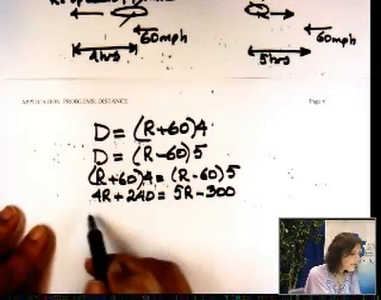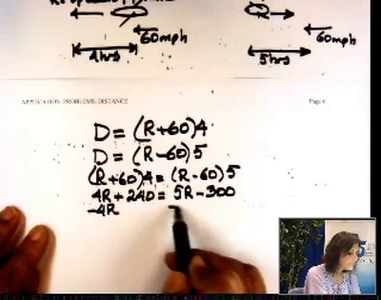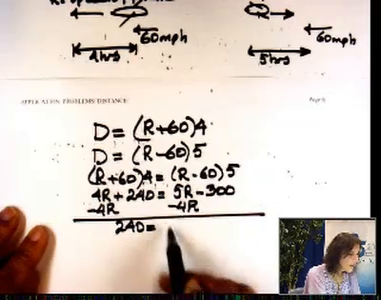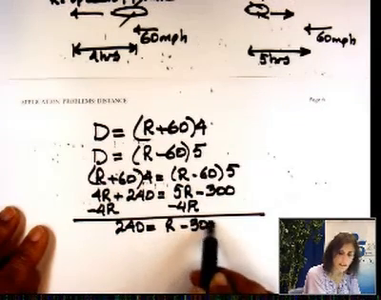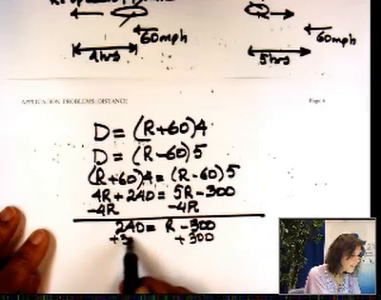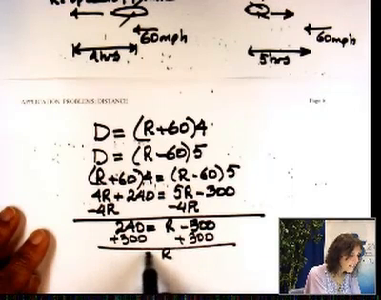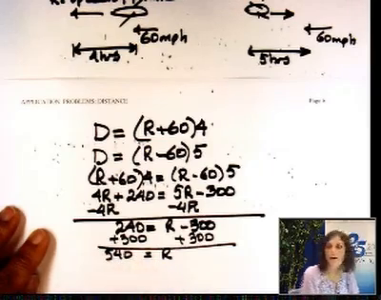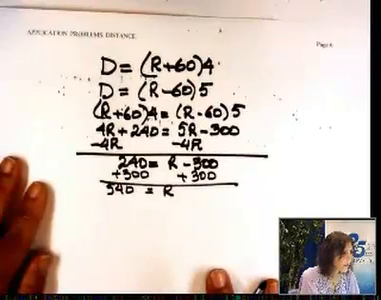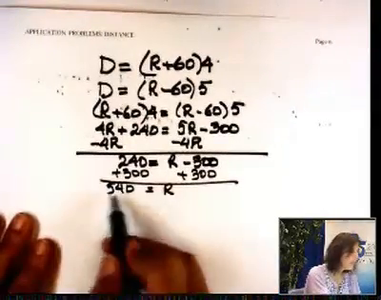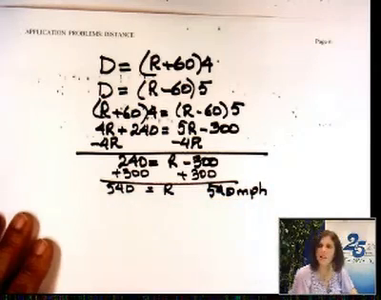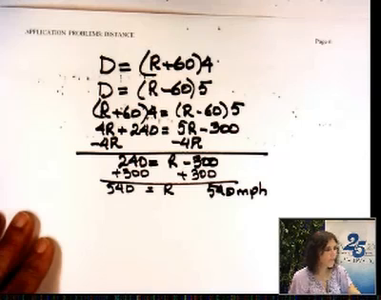So let's work it out. Let's take out 4R. You're going to have 240 equals R minus 300. Then add 300. Then R is 540. 540 what? 540 miles per hour. So the plane goes 540 miles per hour. Does that make sense? Yeah, that does make sense. That is a reasonable rate.